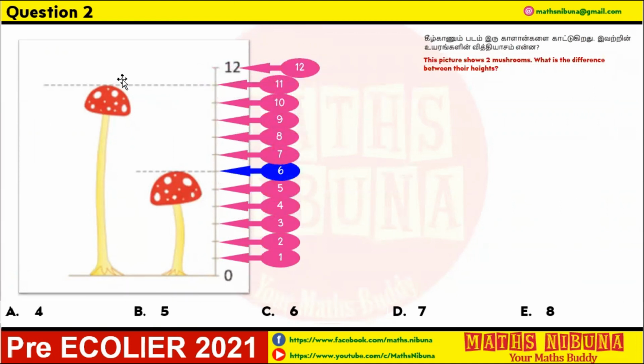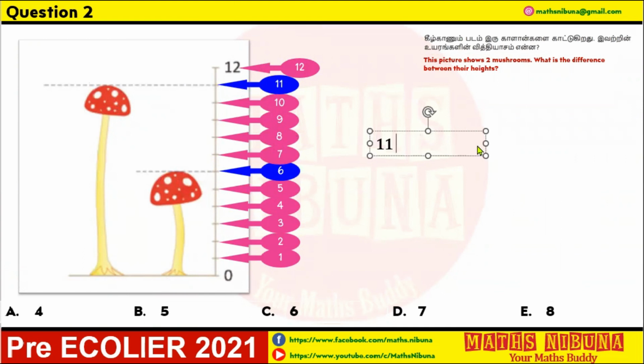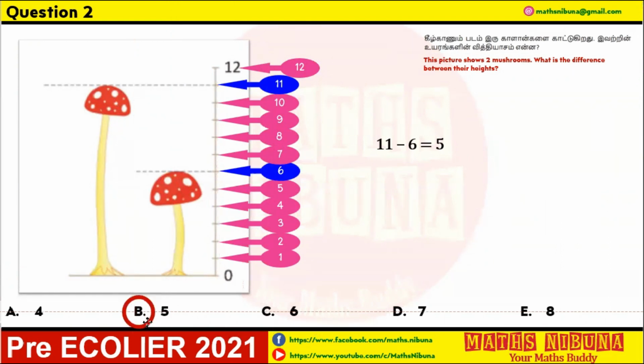So the second one, the tallest one, is here. The height of the tallest one is 11. The question asks, what is the difference between the heights? This one is 11, this one is 6. Now we want to find the difference. It means the tallest one, 11 units or 11 centimeters, minus the shortest one, 6. So 11 minus 6 equals 5. So the answer should be 5, B.